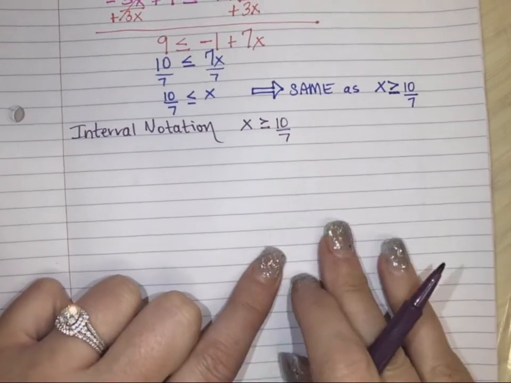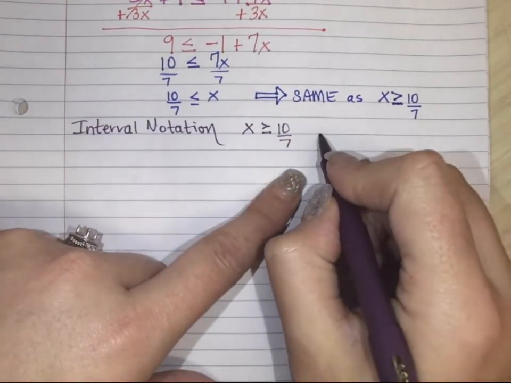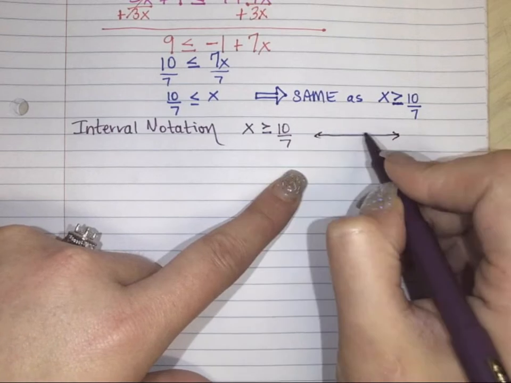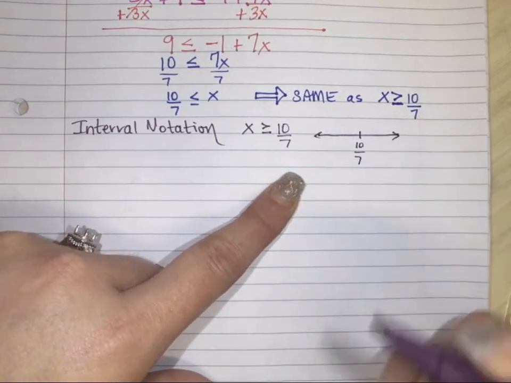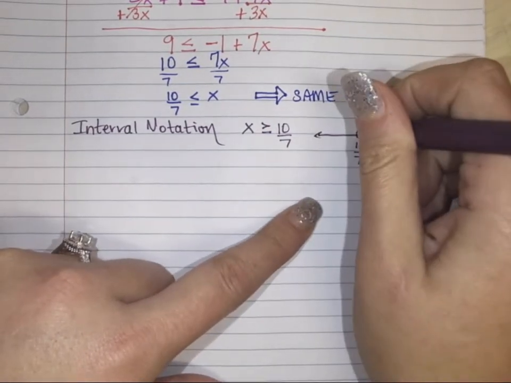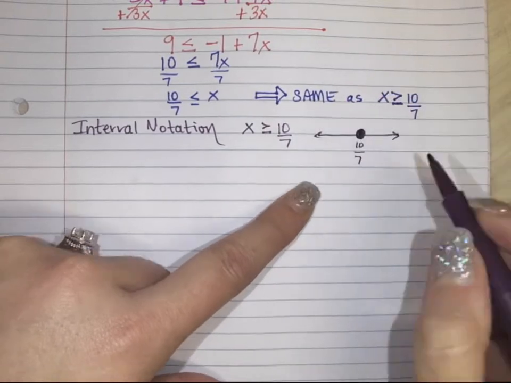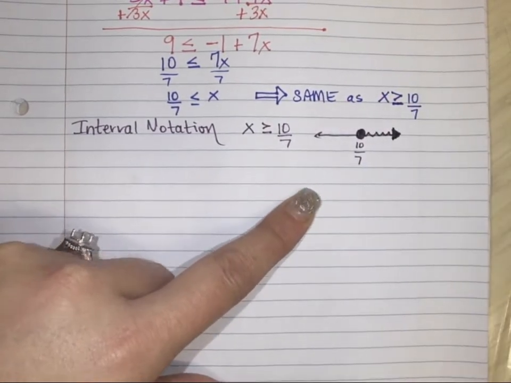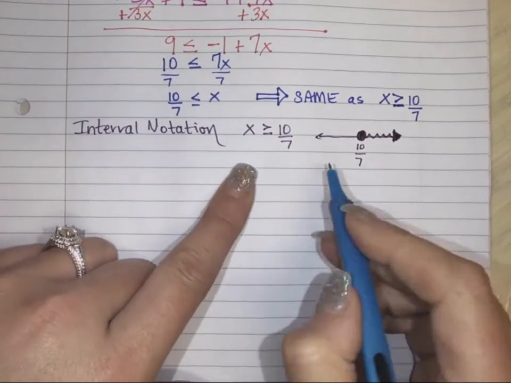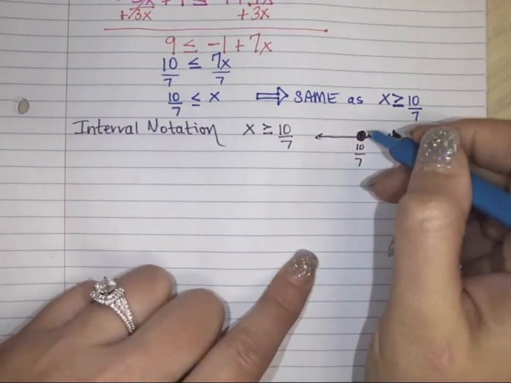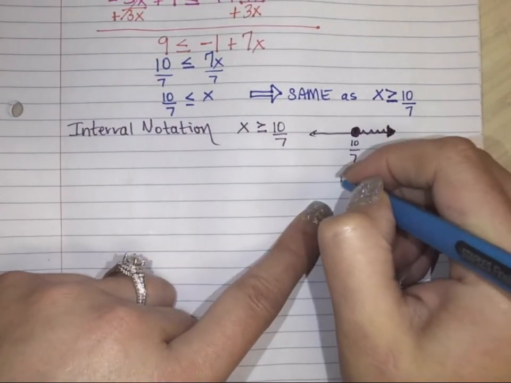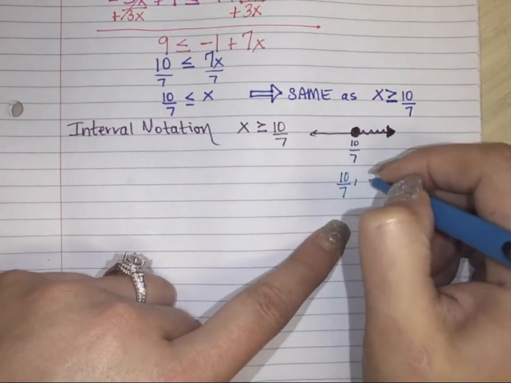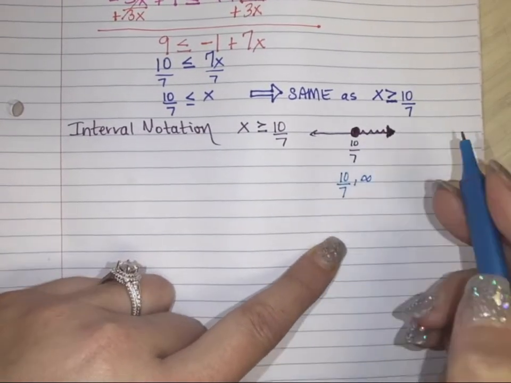I'm always going to just sketch a short little number line. I'm going to put 10/7 here in the middle, and it is shaded in, because you have the equality part, shaded to the right. Then all I have to do now is finish putting that in interval notation. So it goes left to 10/7. That's the farthest it goes, and then it goes right forever.